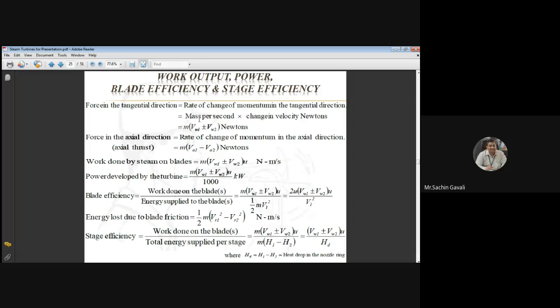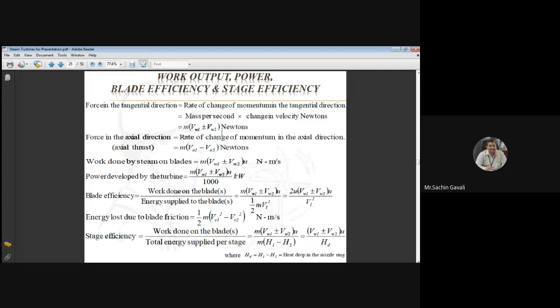Therefore, rate of change of momentum is nothing but mass per second into change in velocity, in newtons. The mass m is the mass of steam flowing per second. We can denote it by m or ms, and the responsible component in the tangential direction is Vw1 minus Vw2, or plus Vw2.